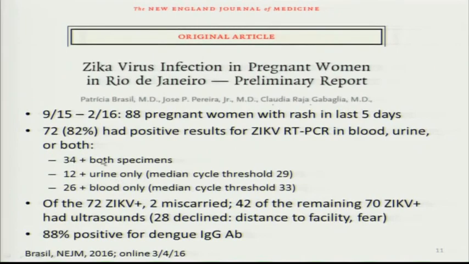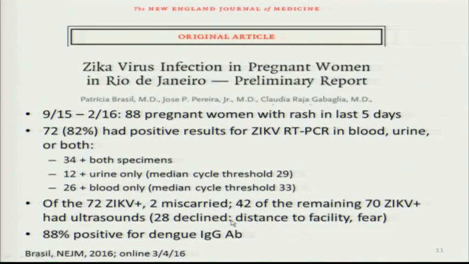You can see there are some that only had it in the urine, some that only had it in blood, some that had it in both. The amount of virus in urine had a lower cycle threshold, so it was a higher amount of virus in urine than in blood. Of the 72 that were Zika positive out of the 88, 2 had miscarried. Of the remaining 70 Zika positive women, 42 had ultrasounds.